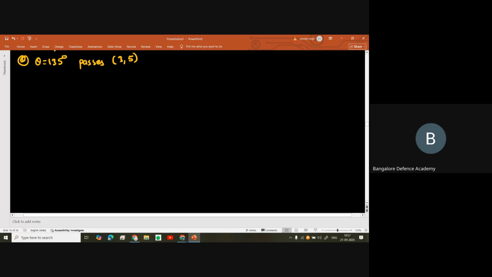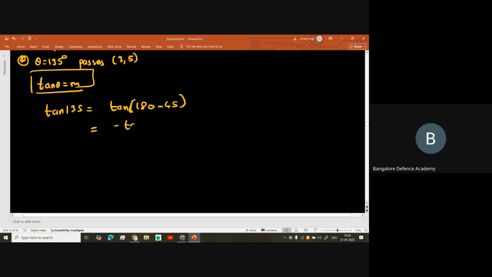Look at this. We know the formula: m is equal to tan theta. So first we have to find the slope from here. They have already given tan 135. Tan 135 can be written as tan of 180 minus 45. Tan is negative in the second quadrant, so the value will be negative. So you get -1. You get the slope as -1.